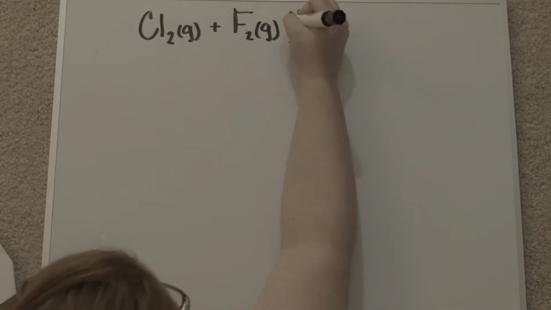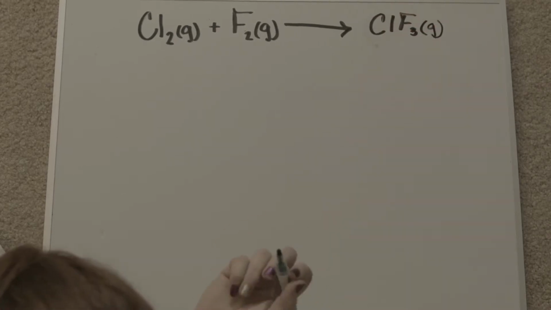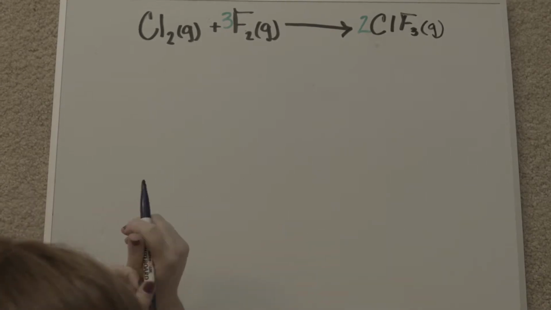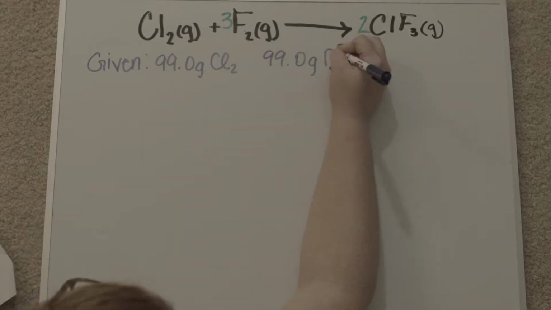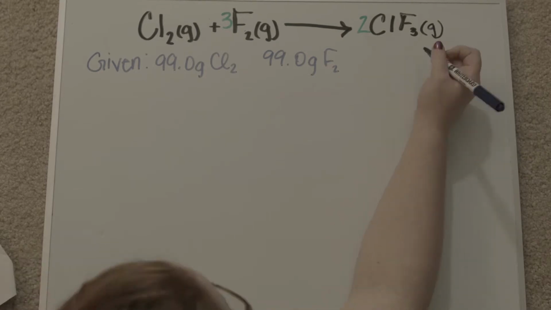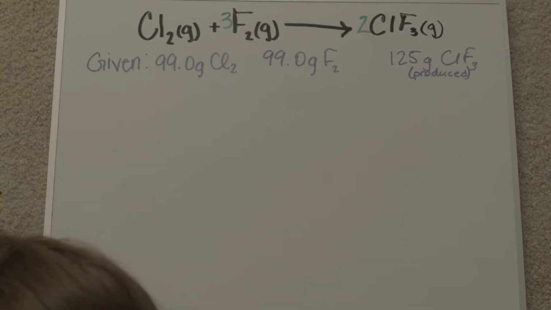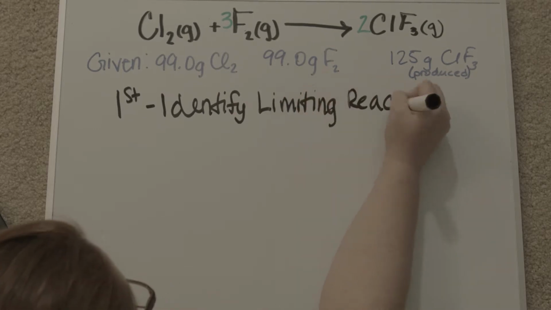Okay, so let's try an actual chemistry problem for this. Okay, so you have gaseous chlorine, react it with gaseous fluorine to make chlorine trifluoride. Okay, so balance the equation, make sure everything's good. Okay, so you are given 99.0 grams of chlorine and 99.0 grams of fluorine, and then it says that 125 grams of chlorine trifluoride were formed. So you won't need that till the end. So first you want to identify the limiting reactant.